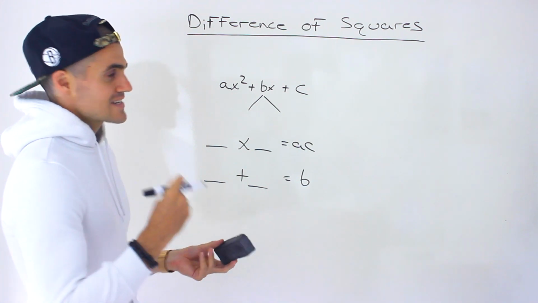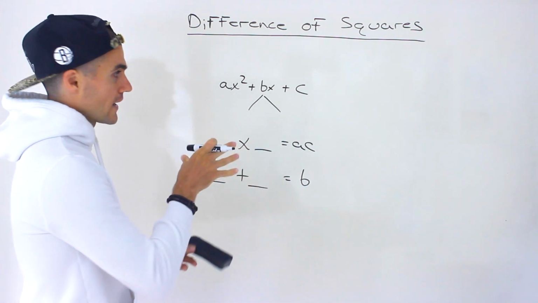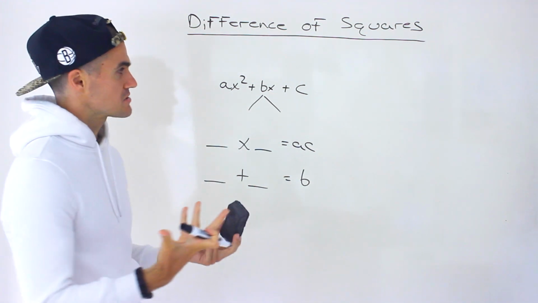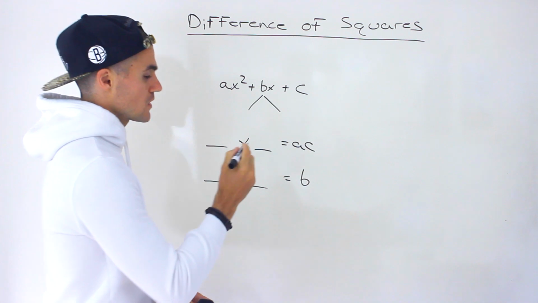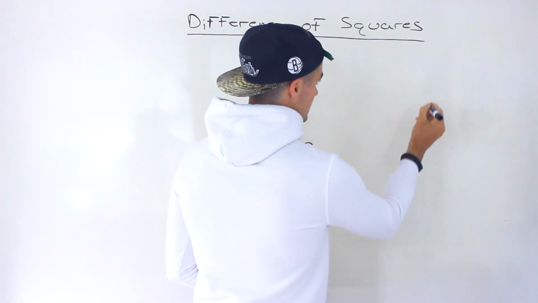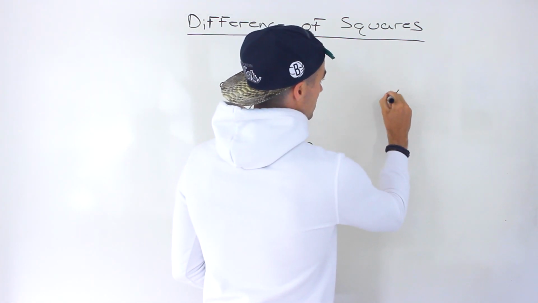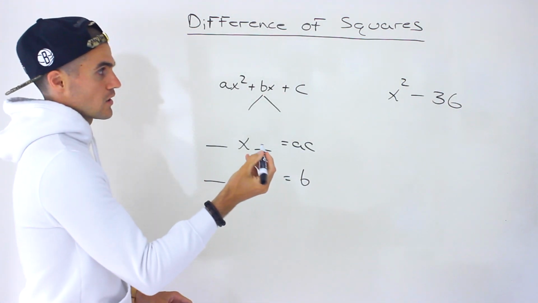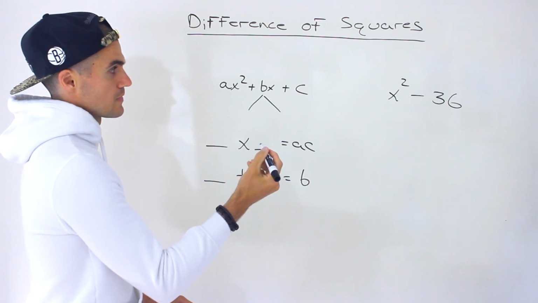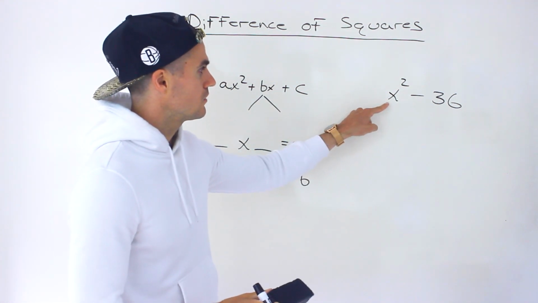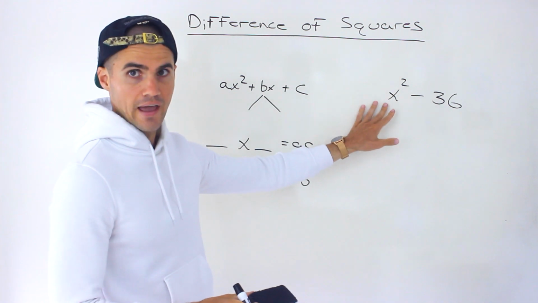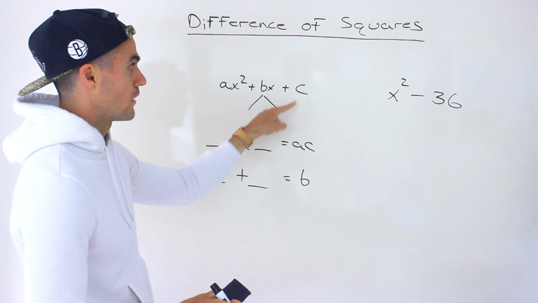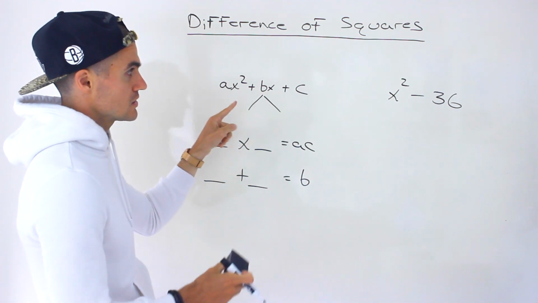Now, an example of a difference of squares doesn't necessarily have to be a quadratic. You're going to see over the next couple of videos, it could be a bunch of different expressions that can be factored with a difference of squares. But if we're just looking at quadratics, an example of one would be something like this: x squared minus 36. Now, when you look at this, notice that at first glance, this seems like it's in a different format than a regular quadratic, but it's actually just the same thing.